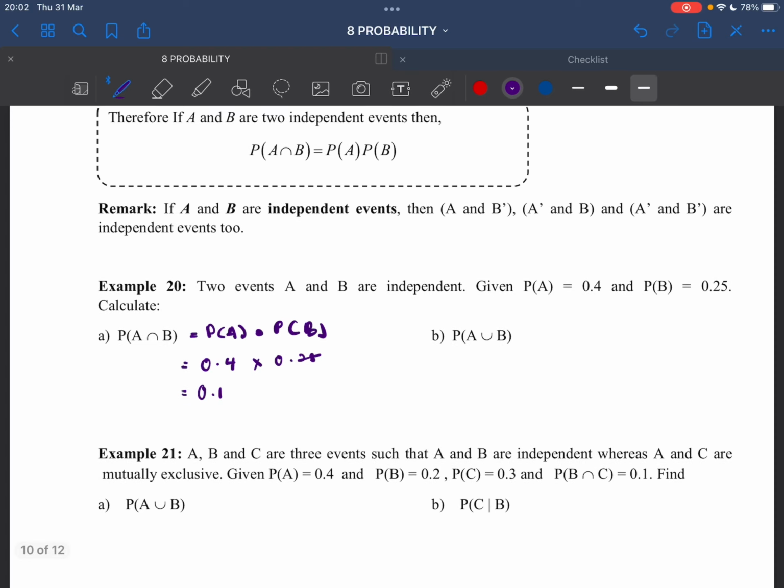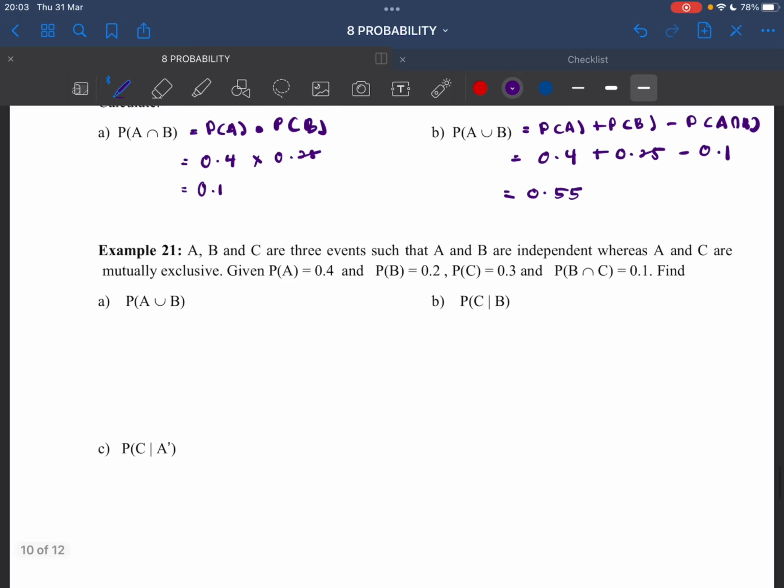Next is P(A∪B). If you have P(A∪B), there is no other way, just use the formula. Don't use P(A) plus P(B) only. Only if the question says the events are mutually exclusive do you use P(A) plus P(B). Other than that, we stick with P(A) plus P(B) minus P(A∩B). Remember, this is a very important formula. Please remember. So here we have 0.4 plus 0.25 minus the answer from part A, which gives 0.55.